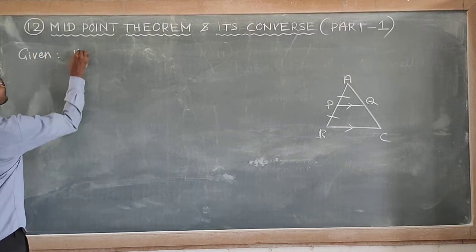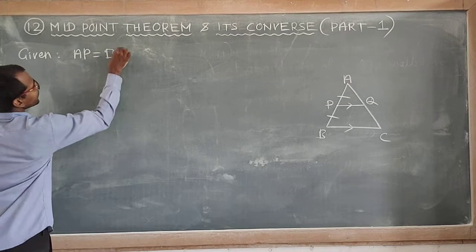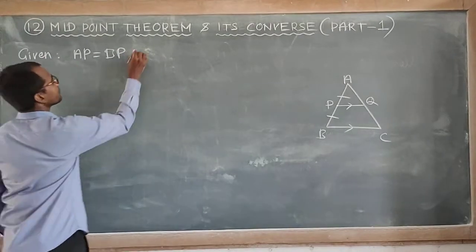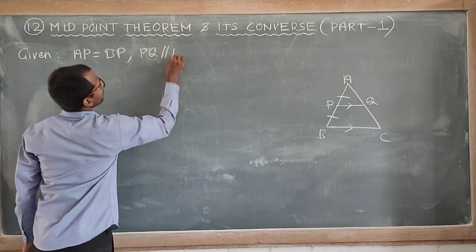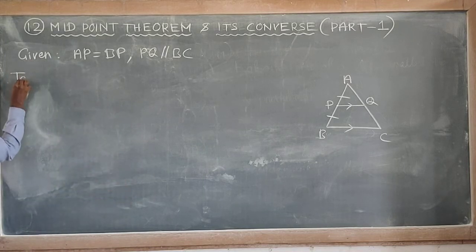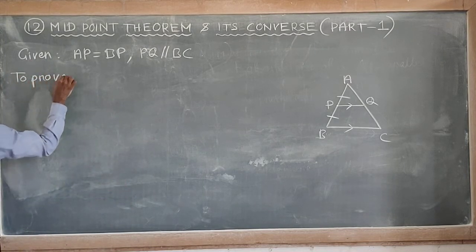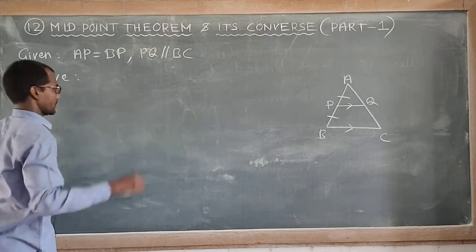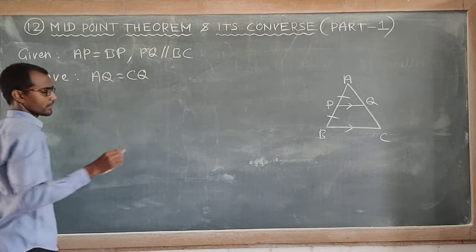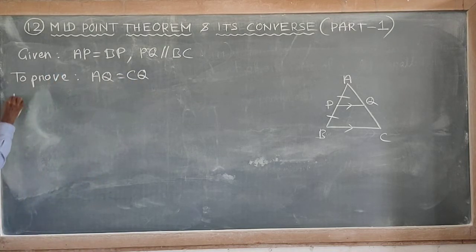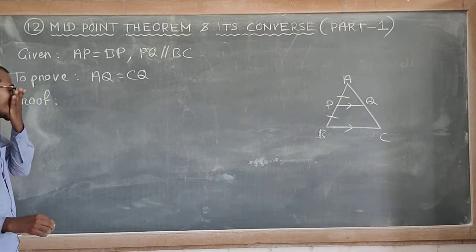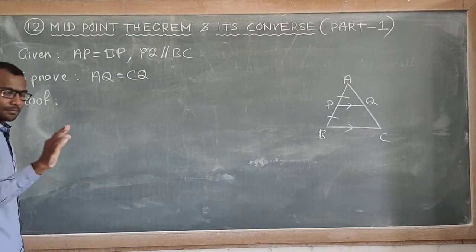Given: AP is equal to BP, that means P is the midpoint of AB. Okay, what else is given? PQ is parallel to BC, as you can see in the diagram. To prove: Q is the midpoint of AC, or AQ is equal to QC. This we are going to prove. Let us go to the proof. Again we need construction. Do the same.